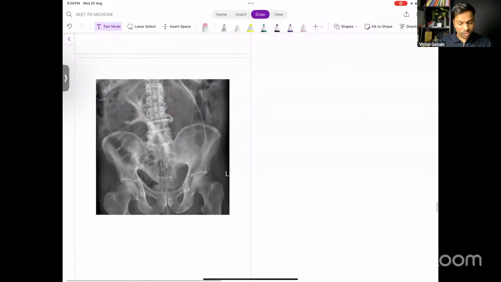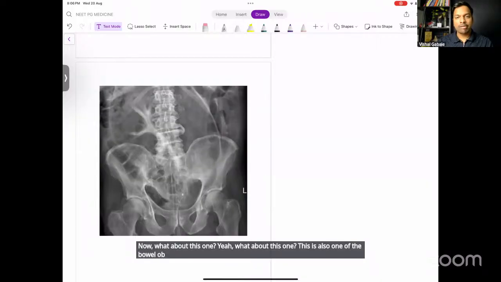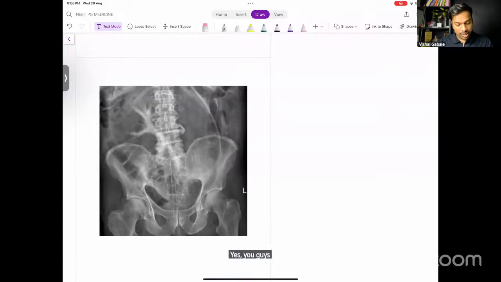Now, what about this one? This is also one of the bowel obstructions. We can call it a closed loop bowel obstruction. Very important. Yes, you guys know this. Everybody knows this. Exactly, this is a coffee bean. See over here.